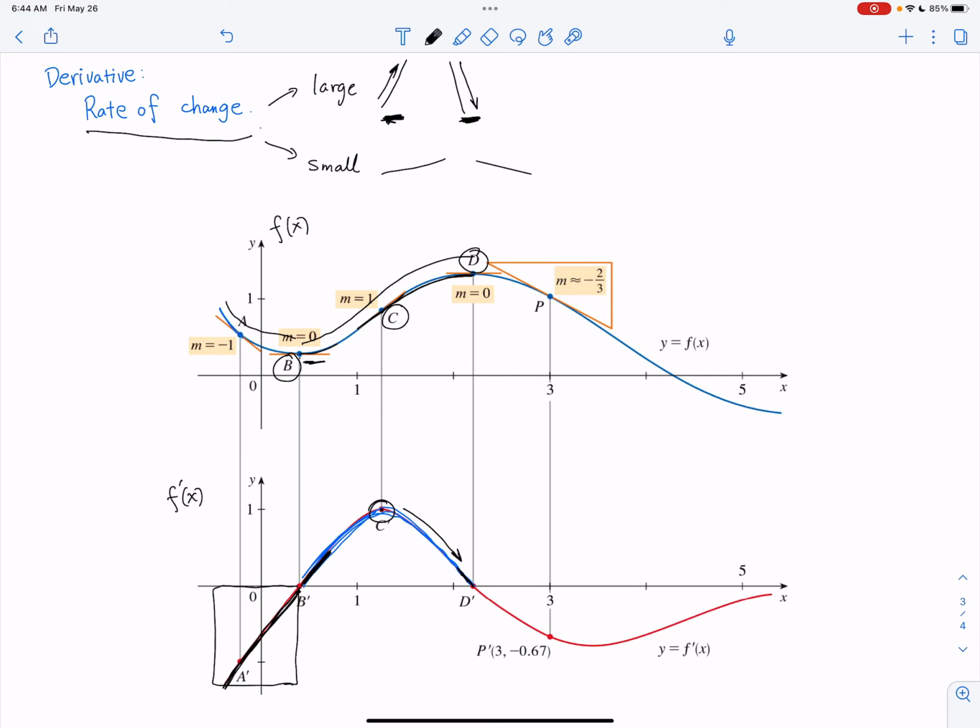Right after D, this part, it's almost flat, right? But it's still going downward. So that means the derivative is negative, but not very negative. It's pretty close to zero. So that's why you have this region. And you can keep doing that, all right? So the top one is a function. The bottom one is the derivative of the function. Just by looking at the function, you can get an idea about how the derivative will change.